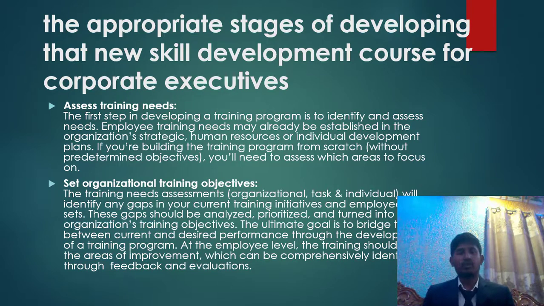The appropriate stages of developing a new skill development course for corporate executives. Assess training needs. The first step of developing a training program is to identify and assess needs. Employee training needs may already be established in the organization's strategy or human resources individual development plans. If you are building a training program from scratch without predetermined objectives, you will need to assess which areas to focus on. Set the organizational training objectives.